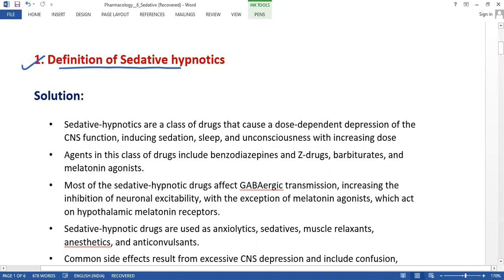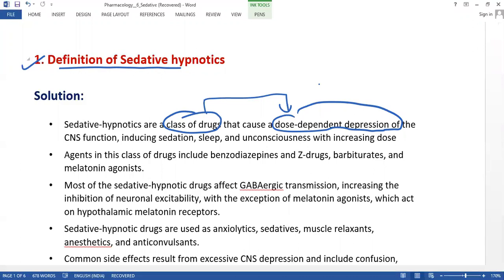As I already told, this belongs to a particular class of drugs that may cause dose-dependent depression. Dose-dependent depression means it leads the body into depression that depends on the dose, the particular amount of the drug consumed. So this causes dose-dependent depression of the CNS function. CNS stands for the central nervous system.